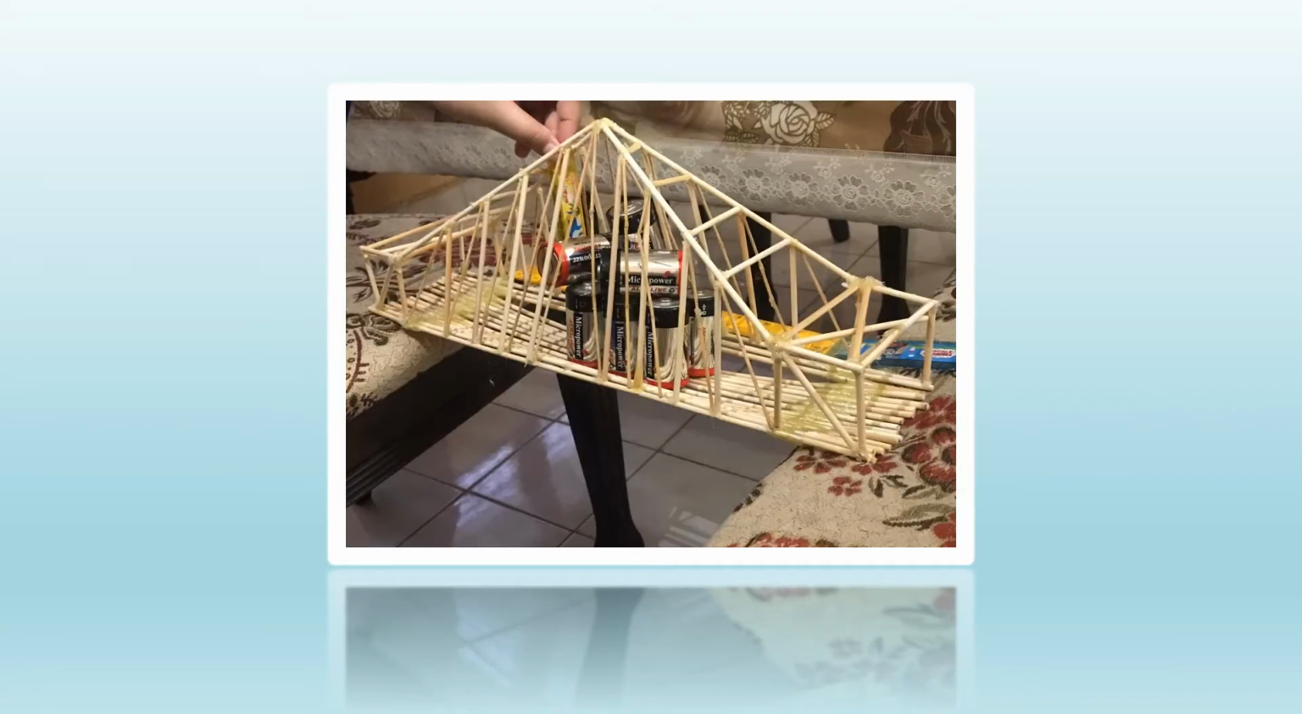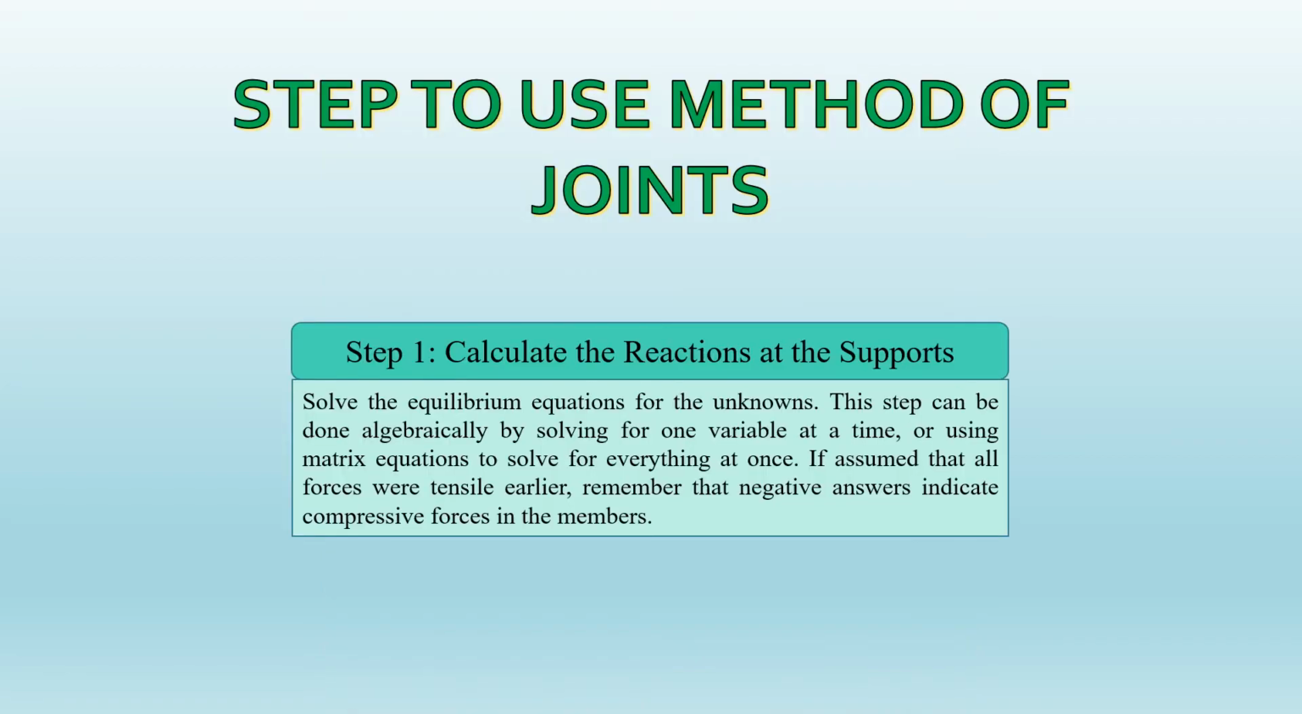This is the image of our experiment, where we are using wooden sticks as a truss and batteries acting as a load. The type of method of analysis that we use during our experiment is method of joints. Now I will talk about the steps to use method of joint.